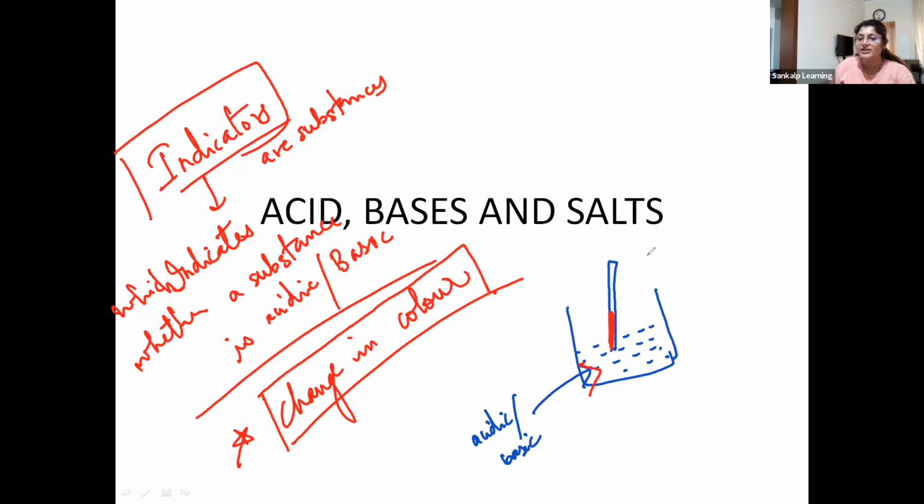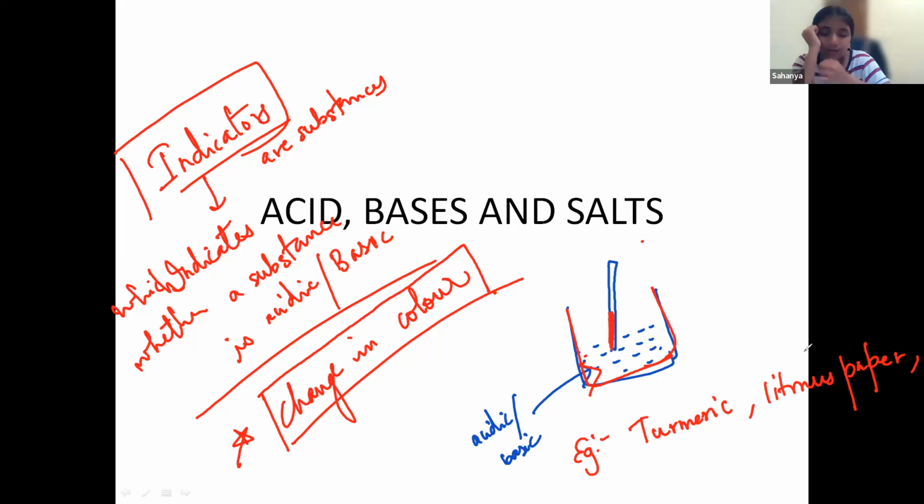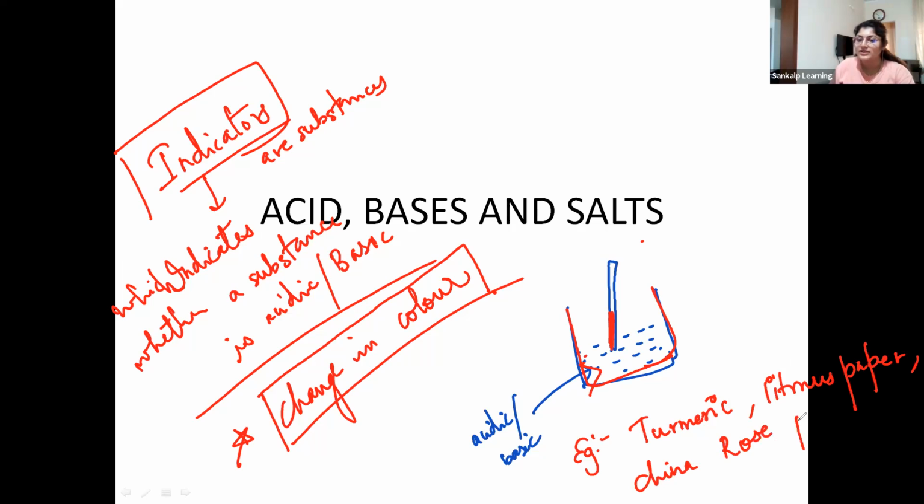The indicator should be added to a container containing either the acidic solution or the basic substance. So what are the indicators? Examples of indicators are turmeric, litmus paper, and China rose petals. This chapter is not done yet for you all.